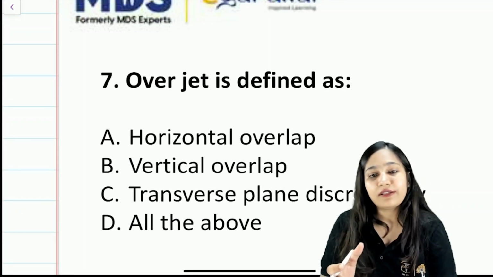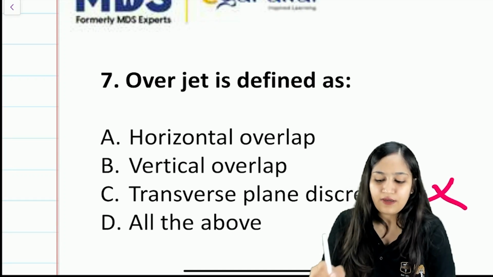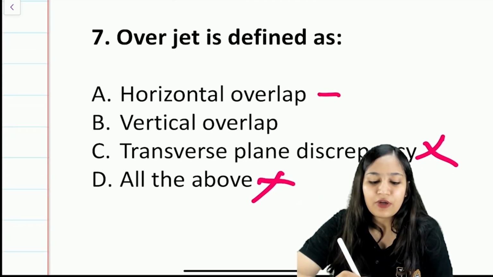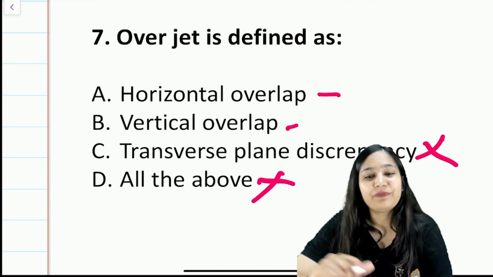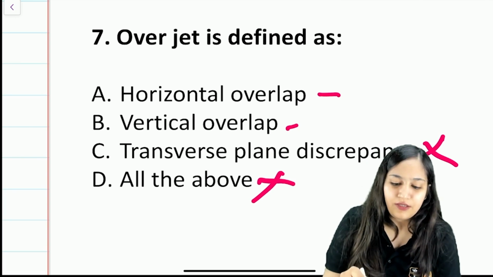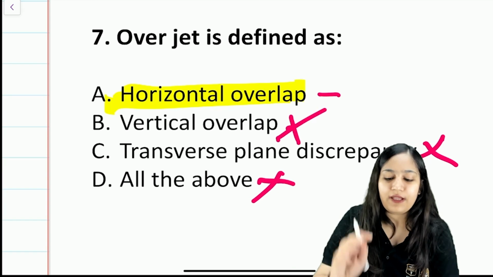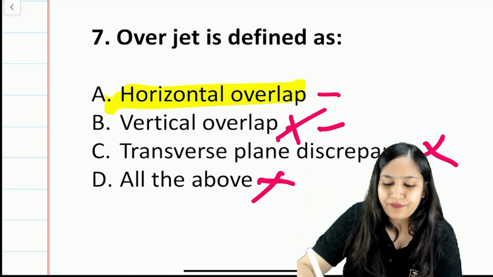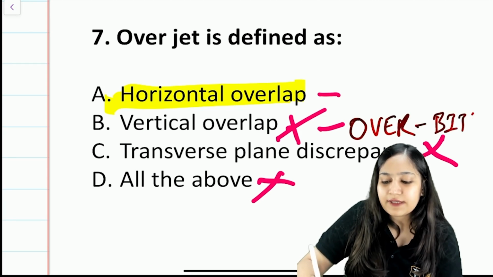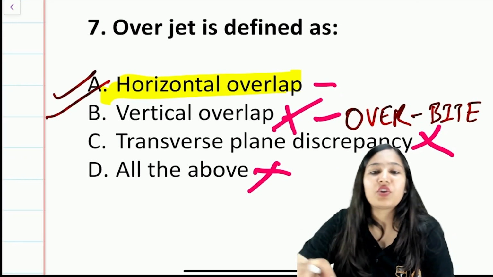So overjet is what? Now coming to our question, is it horizontal relation or is it vertical relation? These two are not the correct answer here. So remaining from horizontal overlap and vertical overlap, we have to decide. So overjet is mainly horizontal overlap. It is not vertical overlap. Vertical overlap is mainly overbite. So the correct answer is horizontal overlap.